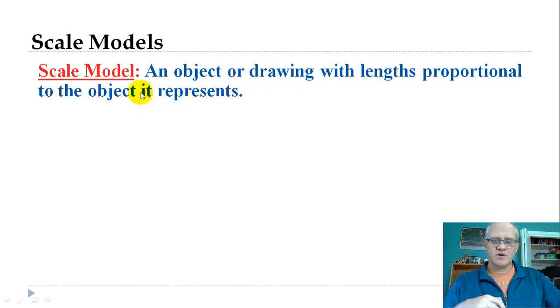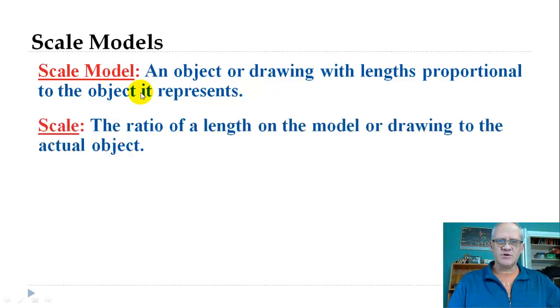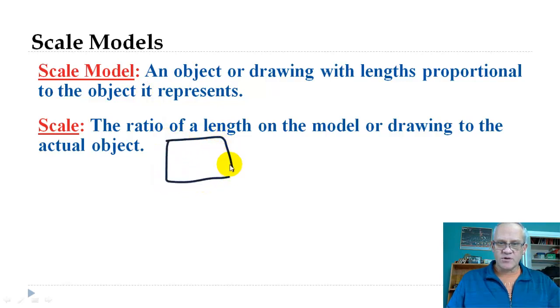Basically, they have a scale, and so the scale is just the ratio of the length on the model or the drawing to the actual object. And so that's what, up in the corner sometimes of a map, maybe down in the corner, it says like 1 inch equals 7 miles or something like that. That's just the scale of the map, okay?